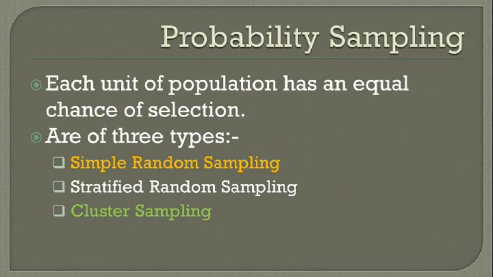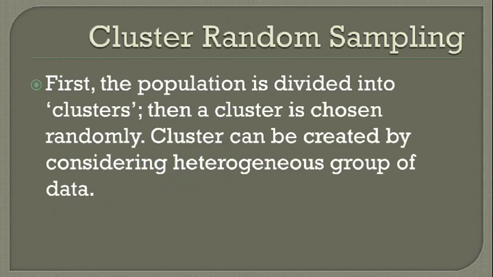Now, probability sampling we have discussed earlier. Each unit of population has an equal chance of selection, and there are three types: simple random sampling, stratified random sampling, and cluster sampling. We have discussed simple random sampling and stratified random sampling. Now, today I will discuss cluster sampling. What is it? Cluster sampling.